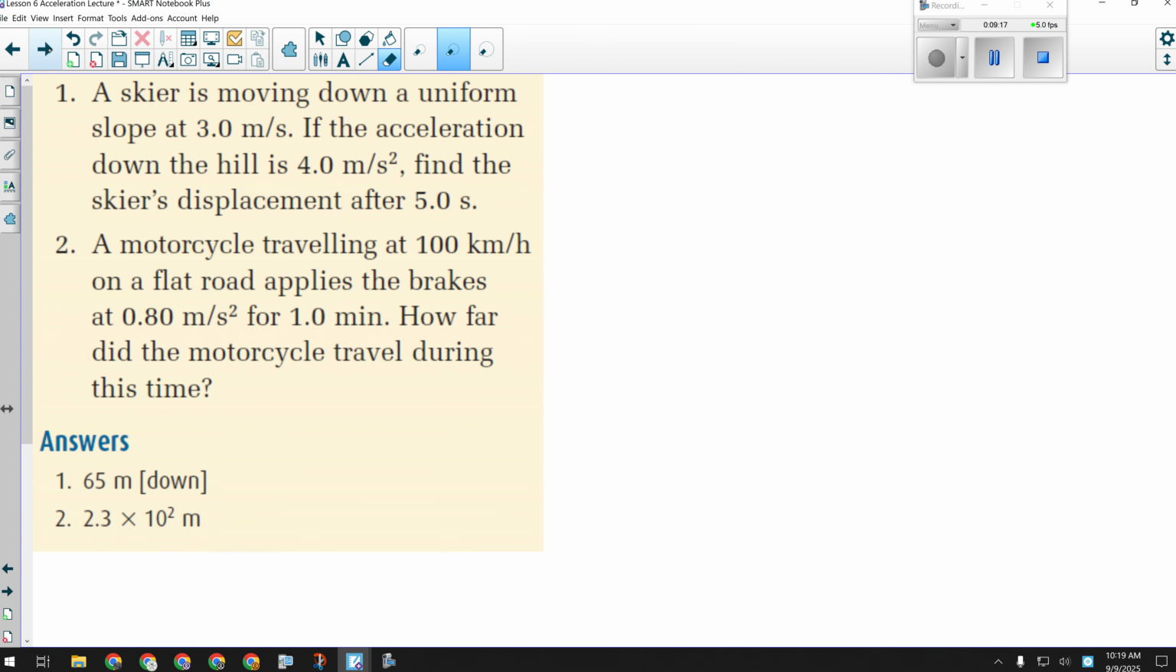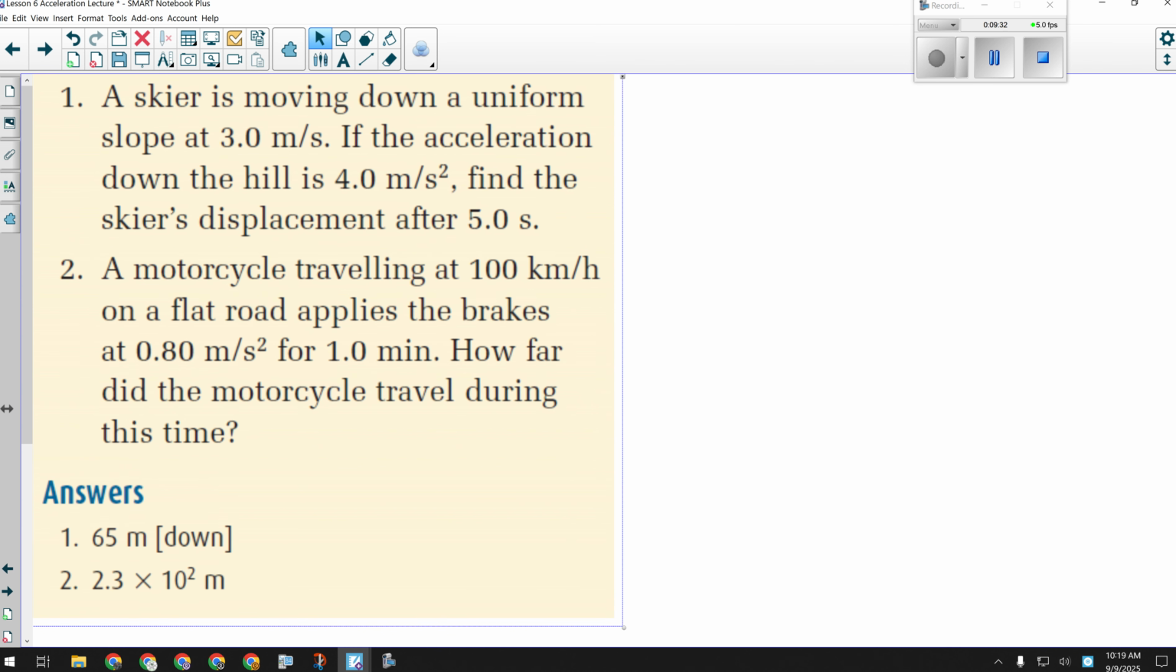I want you guys to try these two. They both use that formula. You can do both of those. I'll give you a few minutes on that one. Those are pretty straightforward, and then we'll go through them together.